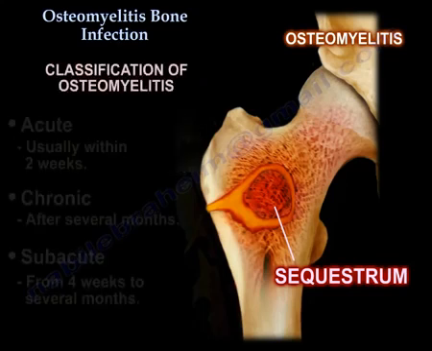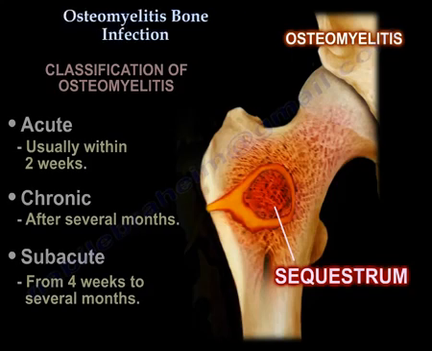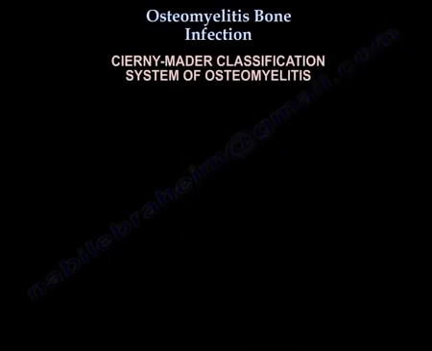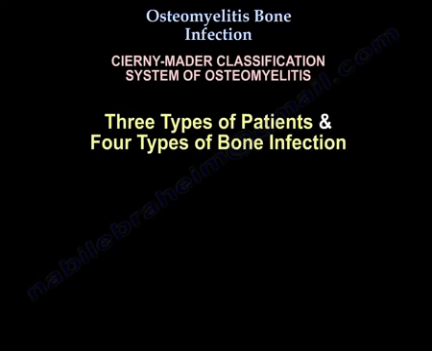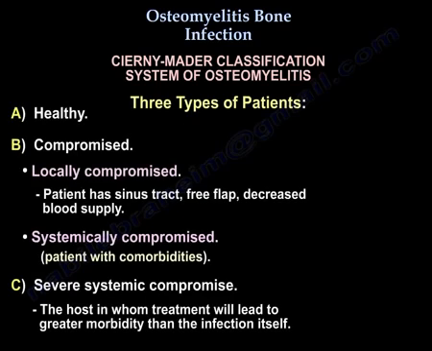Classification of osteomyelitis. Acute, usually within 2 weeks. Chronic, after several months. Subacute, from 4 weeks to several months. There is the Cierny-Mader classification system: 3 types of patients and 4 types of bone infection. The 3 types of patients: A is healthy; B is compromised, either locally compromised, like the patient has a sinus tract or free flaps or decreased blood supply, or systemically compromised, the patient with comorbidities; and C is severe systemic compromise, the host in whom treatment will lead to greater morbidity than the infection itself.